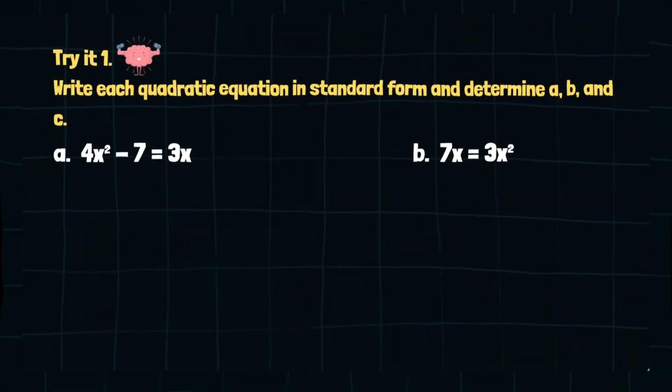Try the following and write each quadratic equation in standard form and determine a, b, and c. You can pause this video and try writing the following examples given in the first part of our lesson and try answering these questions. Once done, do not forget to verify your answer with your teacher.